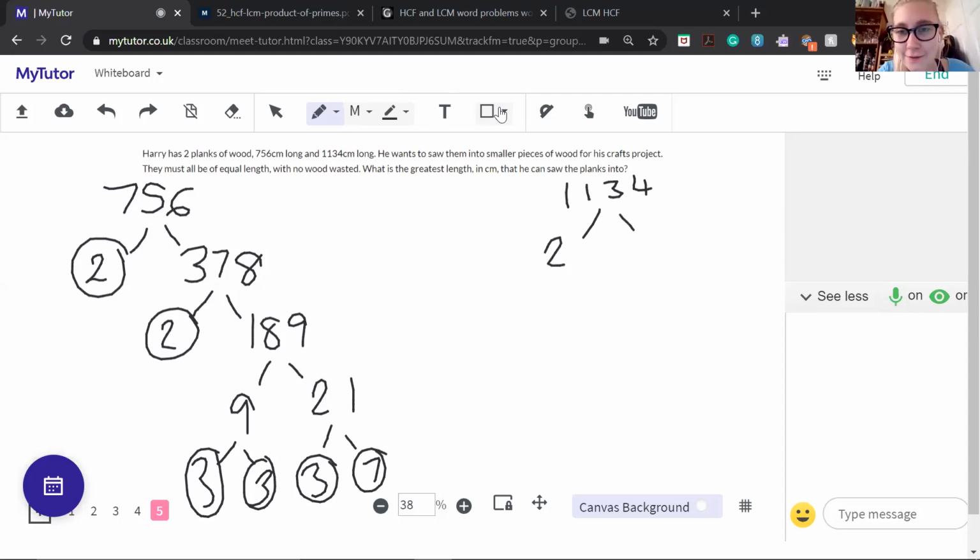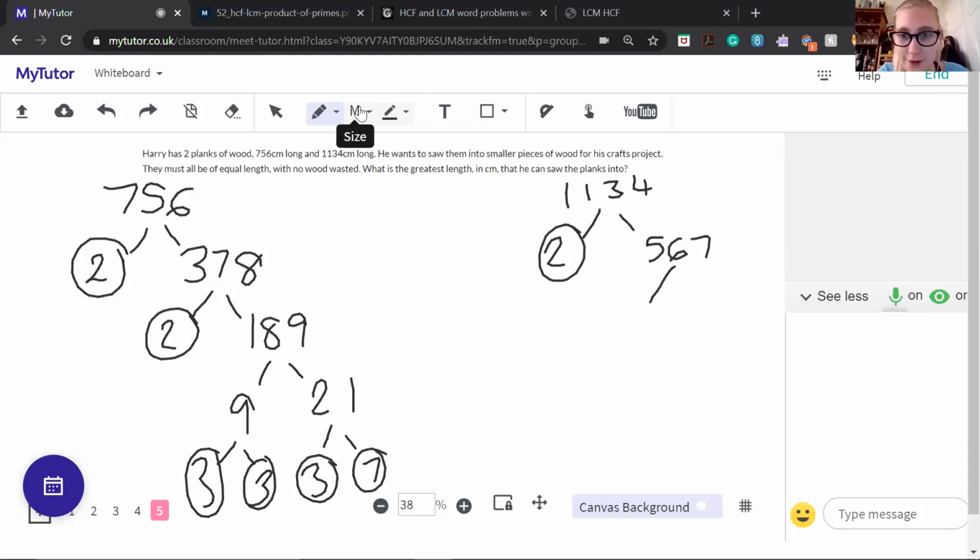And 567, I hope. Oh gosh, I'm just going to have to check it because I'm so worried about doing some mental maths wrong. Okay, yeah, I just trust myself. 567.